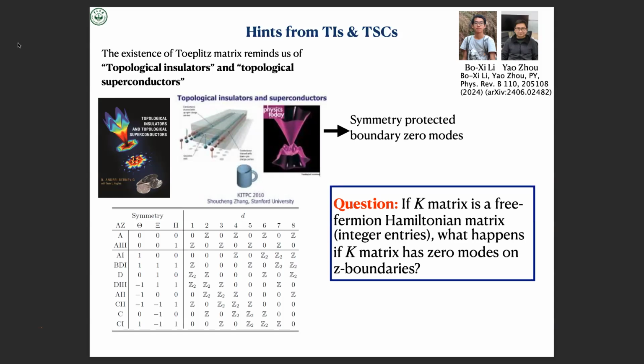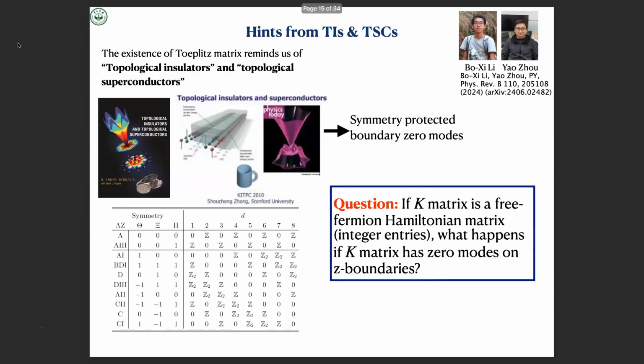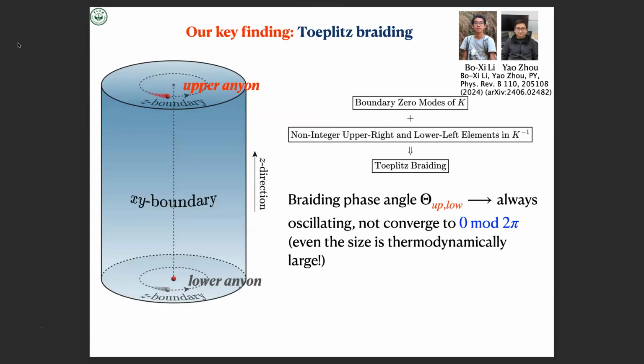What happens if the K matrix has zero modes on the Z boundary? By having zero modes, you mean it has some eigenvalue being zero? Yeah, you're right, on the boundary. I mean this eigenstate on the boundary, the edge state. Yeah. So our key finding, the take-home message, is a so-called Toeplitz braiding.